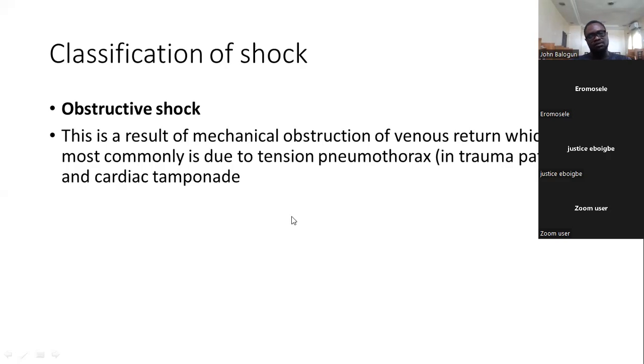So this tension pneumothorax, how does it cause obstructive shock again? As the tension starts building in the chest, it pushes every other structure, including the heart itself and the trachea, to the contralateral side.